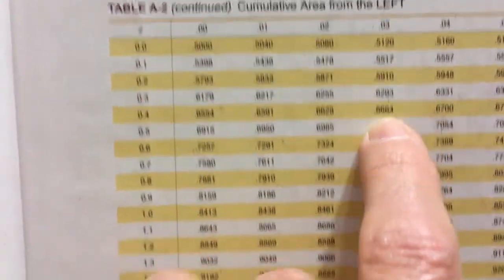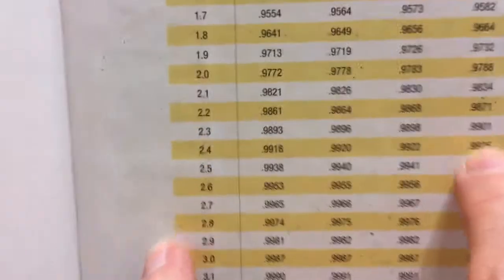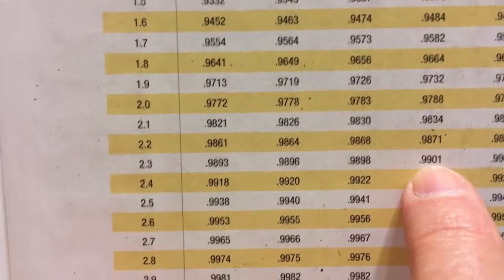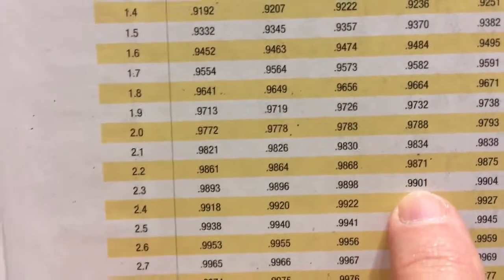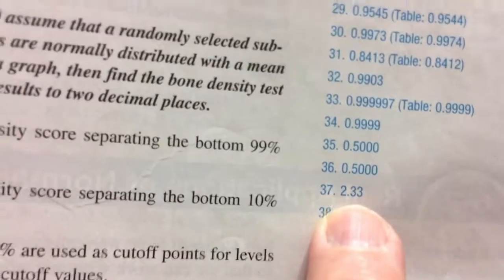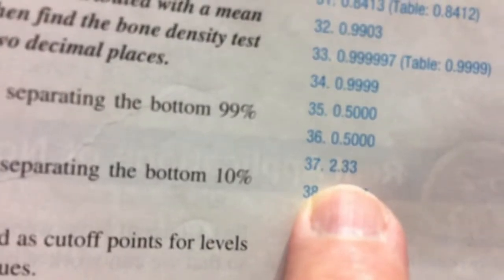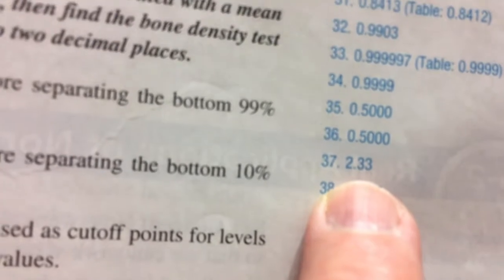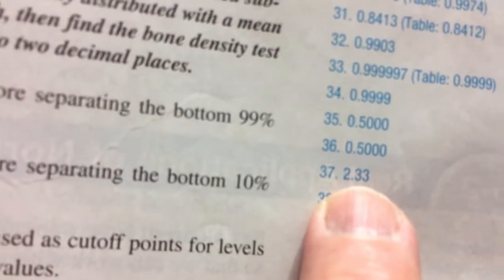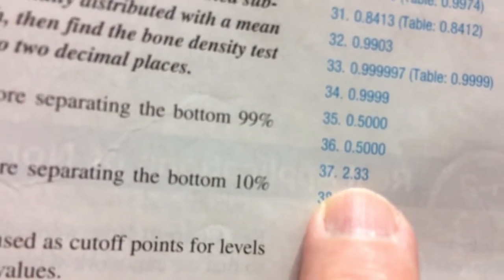2.33 is the z-score that goes with the 99th percentile. Okay, so that was number 37, and coming over here, 2.33 is the answer for the 99th percentile z-score that goes with it.